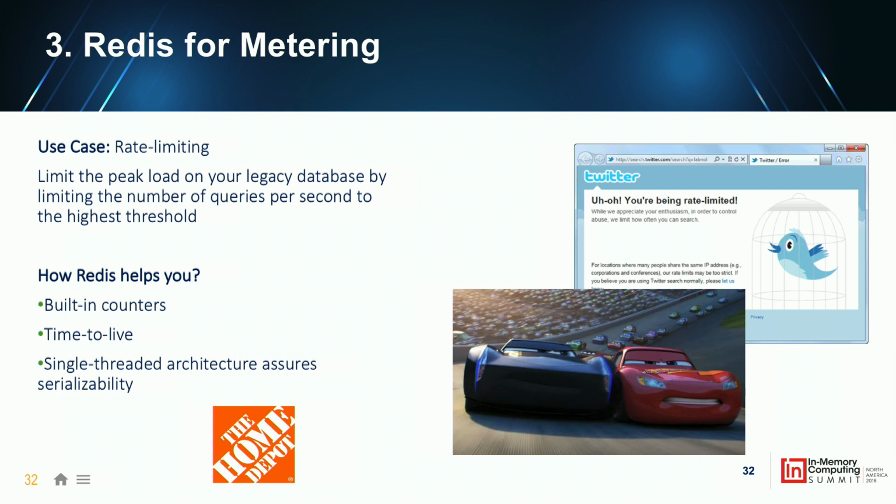And so what they did is they put Redis in the middle, in their data access layer, and every single request to the SQL database went through Redis first to check how many times the application had made a request. So that becomes a rate limiter, and because Redis is so fast, it didn't impact their performance, and then they were able to provide the quality of service that they were looking for using Redis as a rate limiter.